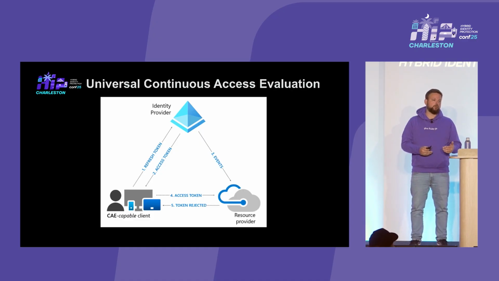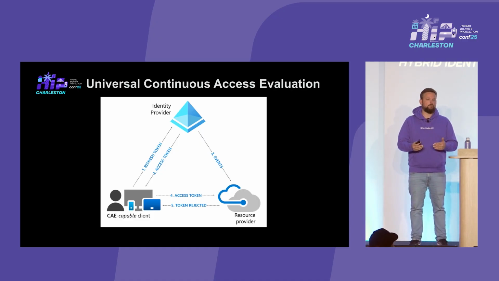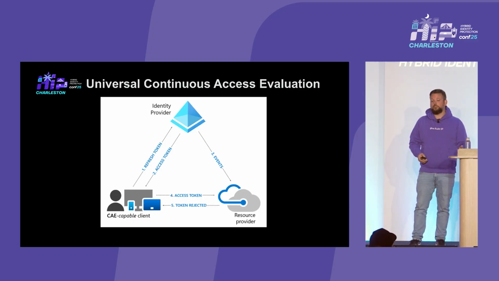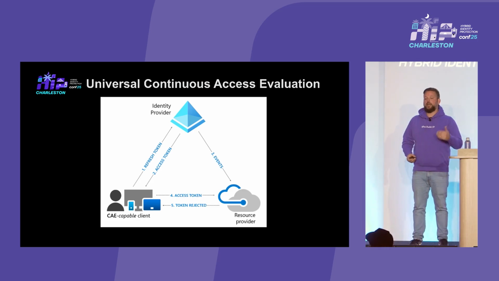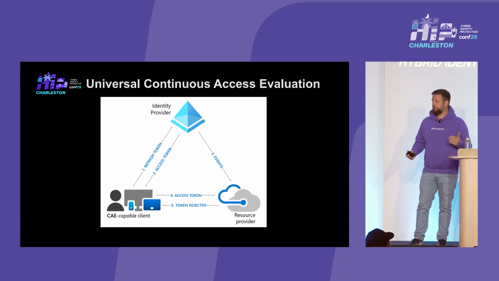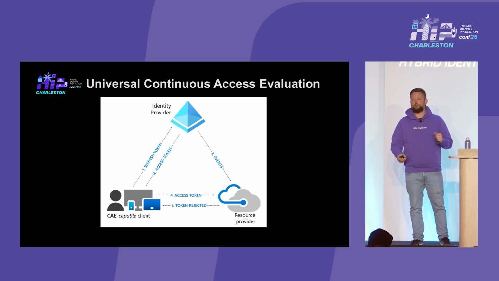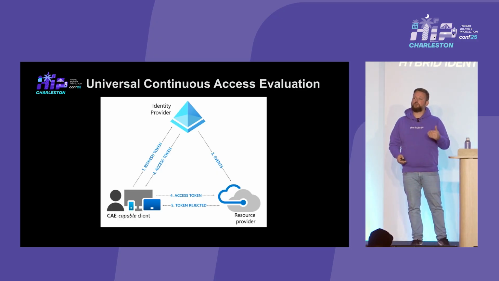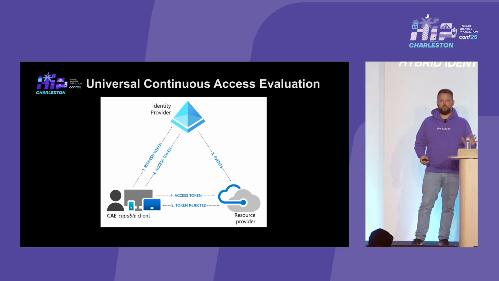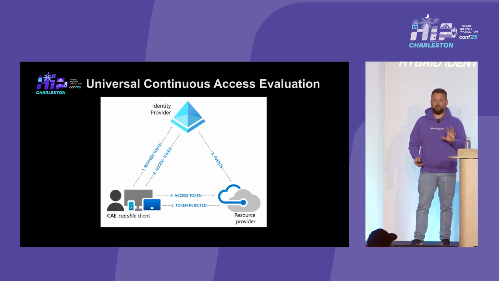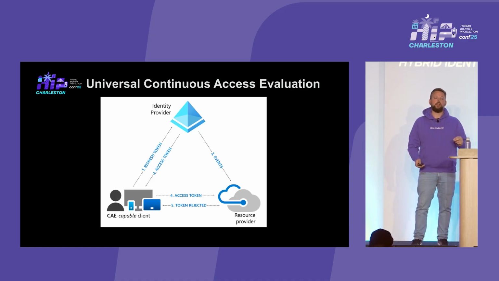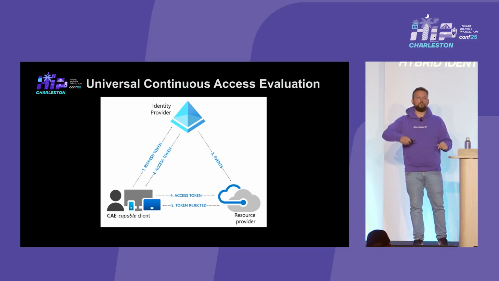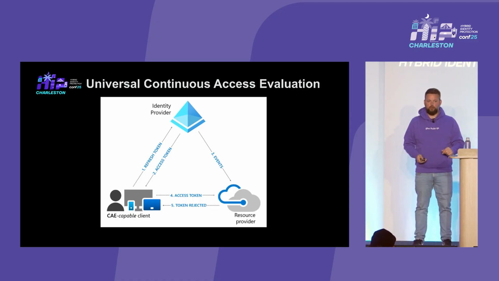By design, an access token is not revocable, so it has a lifetime, and you can use your refresh token to get an access token from your identity provider. And if you have continuous access evaluation in place, the identity provider and the resource provider can talk to each other. And if there are specific events, the resource provider can decide, I won't accept tokens from you anymore. I don't want to accept this access token. I want you to go back to your identity provider and get a new one. So new conditional access round.